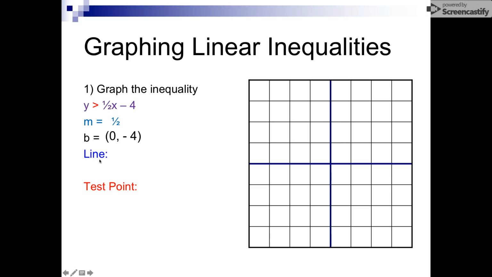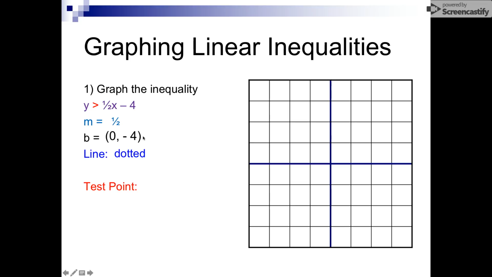Now the next piece of information is we have to figure out what type of line we're going to draw with this. We always look at the inequality sign, and it says y is greater than 1/2 x minus 4. Greater than, if you refer back to your notes above, tells us that we're going to have a dotted line. So now we can graph this.